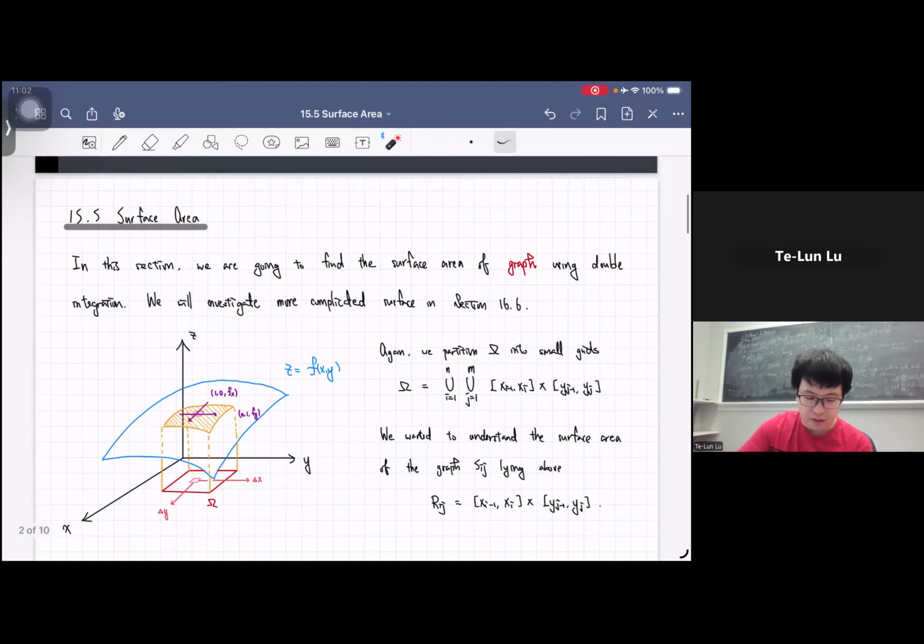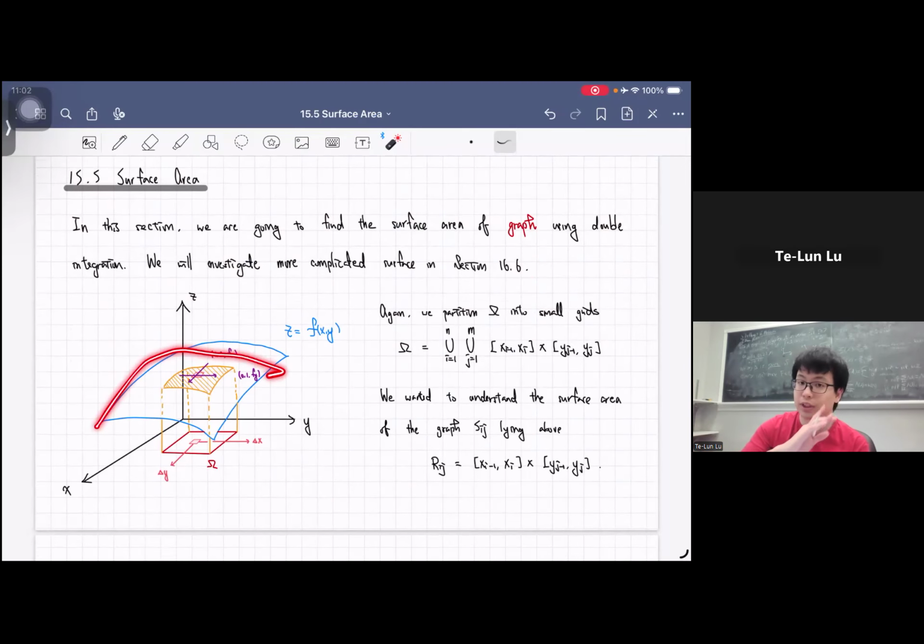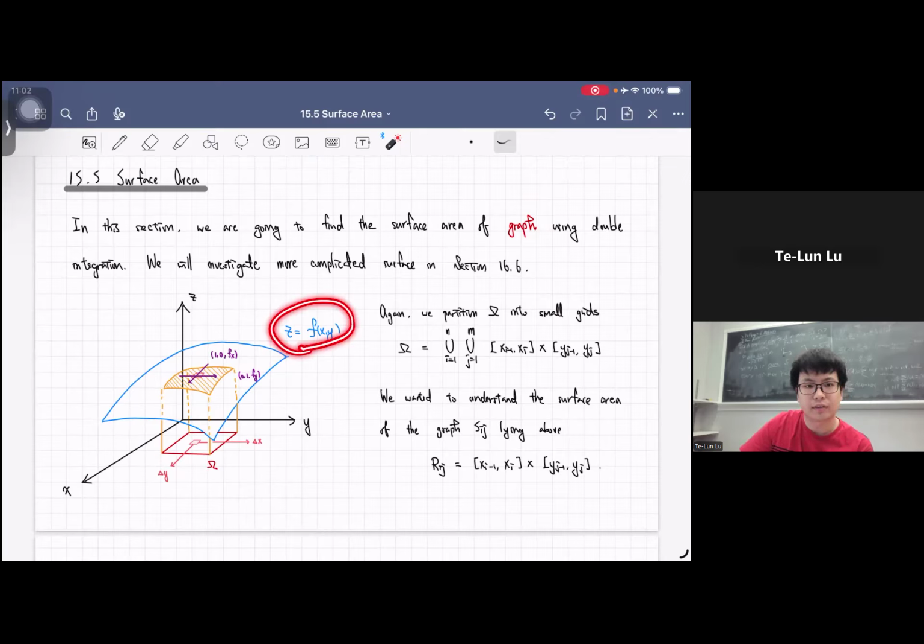So basically, you're given a surface and want to compute the surface area above some certain region. In this case, I drew a square, but it can be an arbitrary domain. In this particular section, we'll be investigating surface area of graphs. So every surface looks like z equals f of x, y.